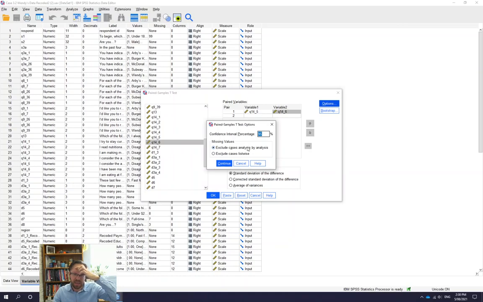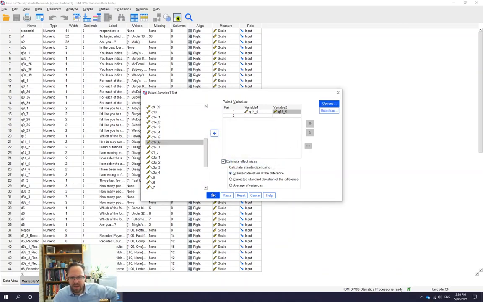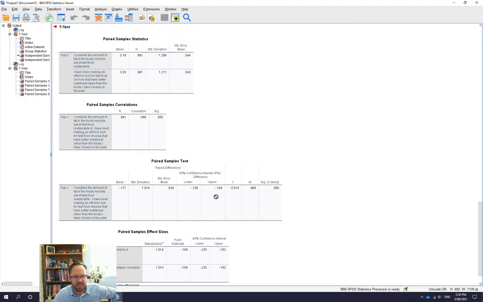So we exclude cases analysis by analysis, so we keep that the same. We don't want to do any bootstrapping, so we can just click okay, and let's see what it comes up with. So here's our paired samples t-test. So for the first, so this is a hint, right?